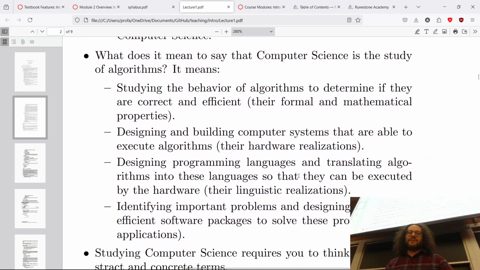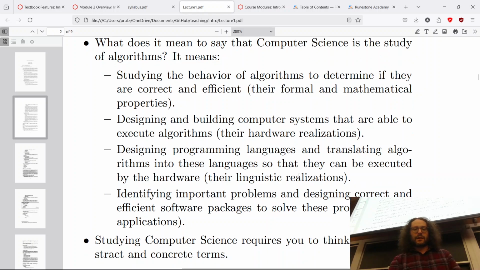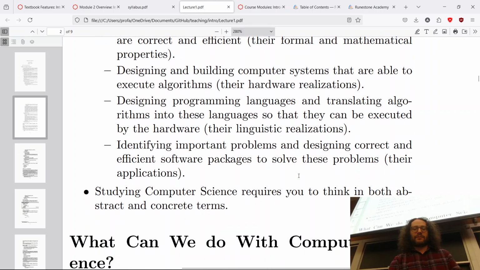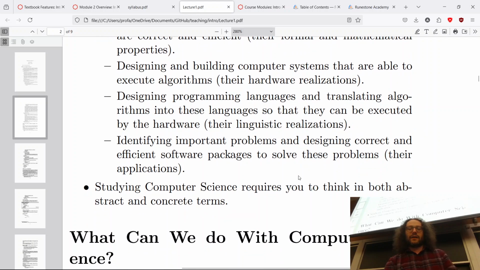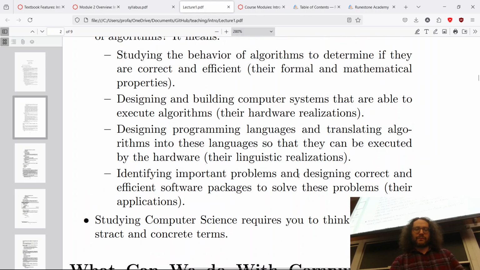What does it mean to say that computer science is the study of algorithms? We study algorithms to see if they are correct, their formal and mathematical properties. We design and build computer systems that are able to execute algorithms. We design languages to translate algorithms into programs, and we identify problems that can be solved by these programs.